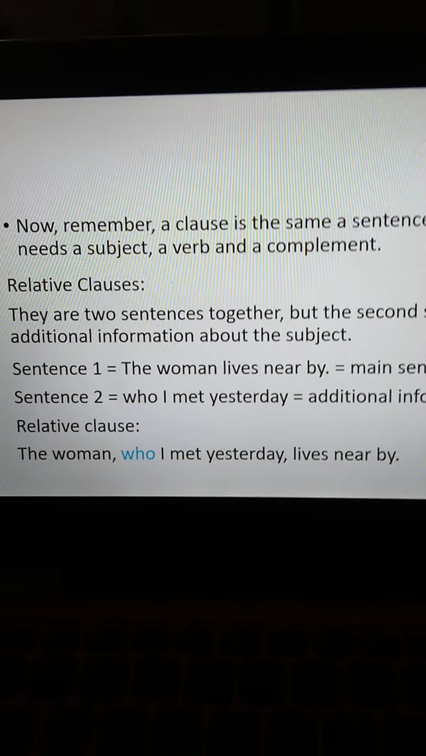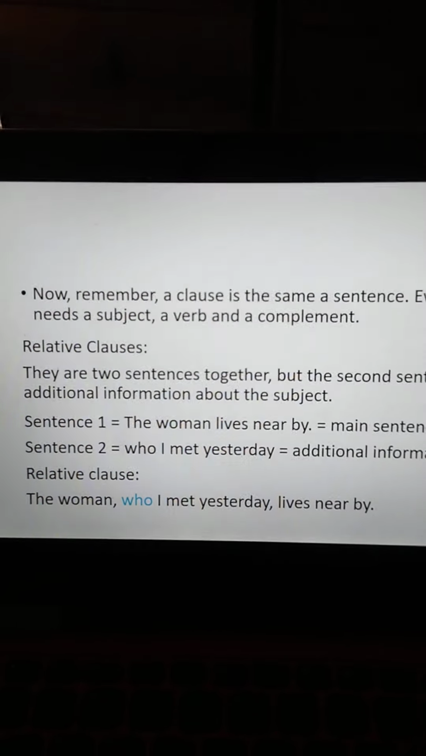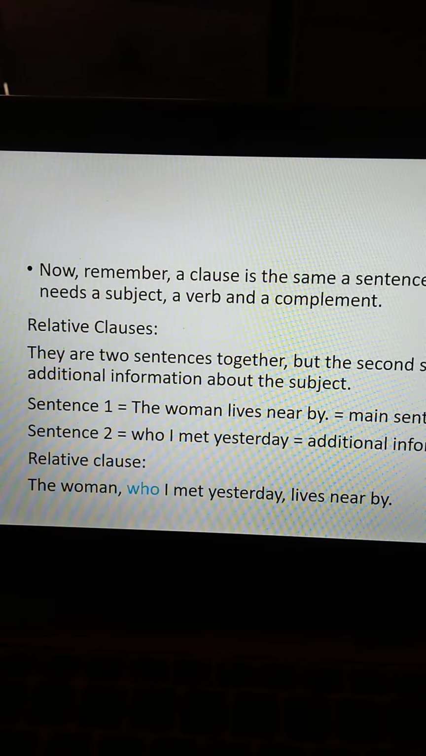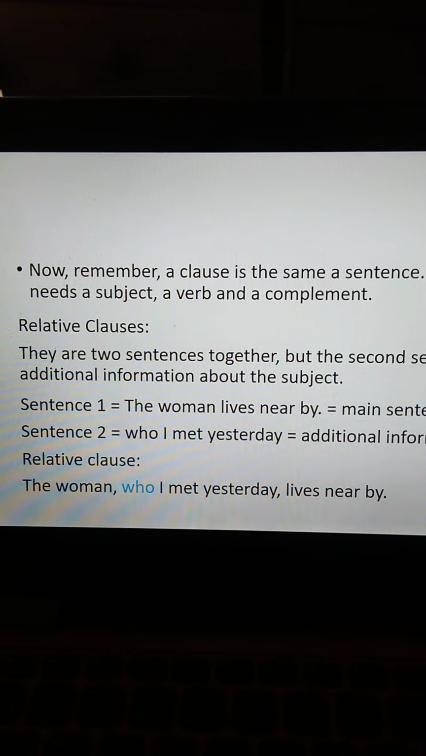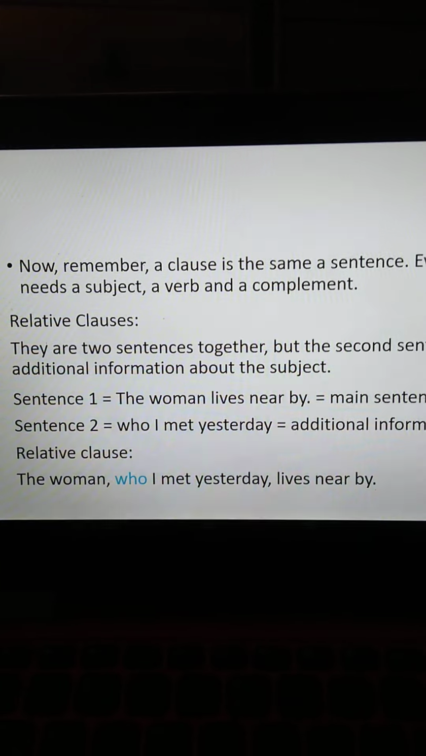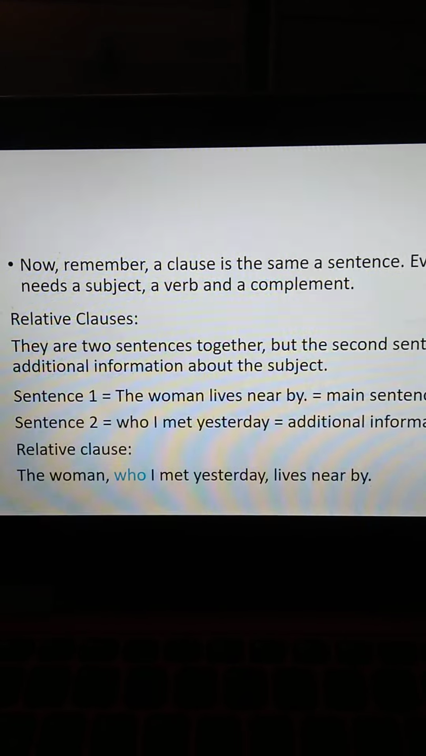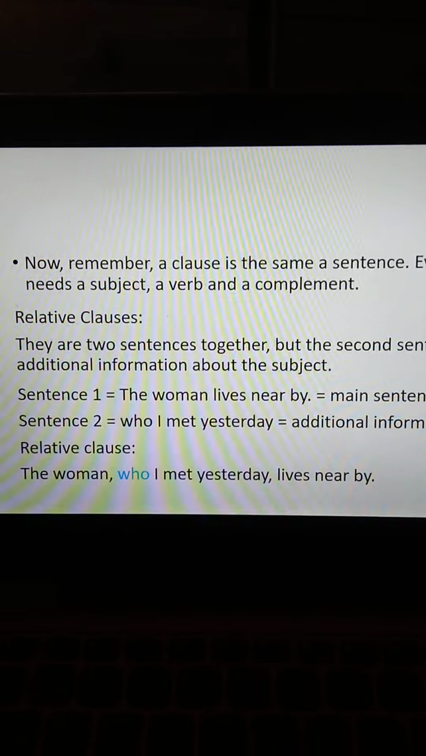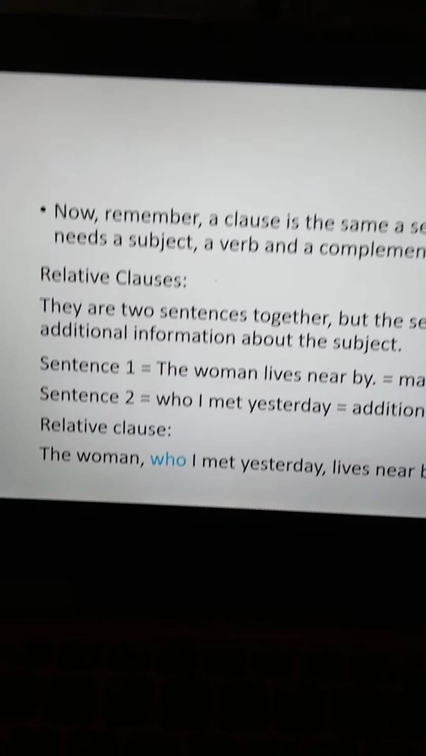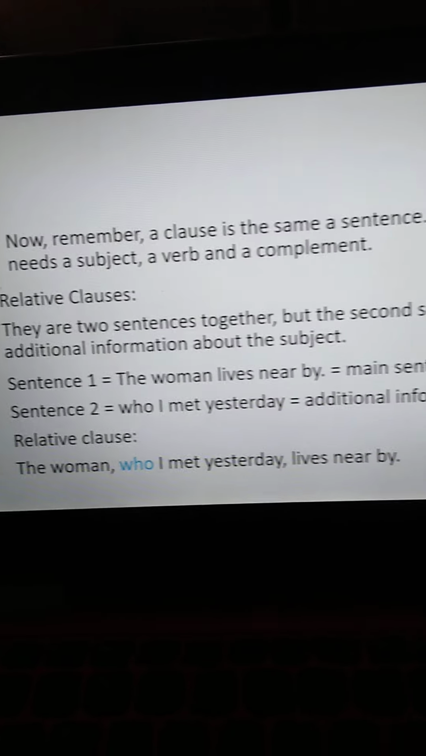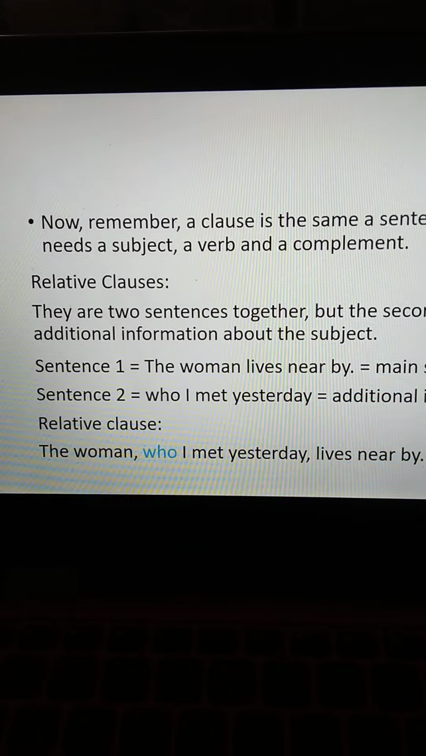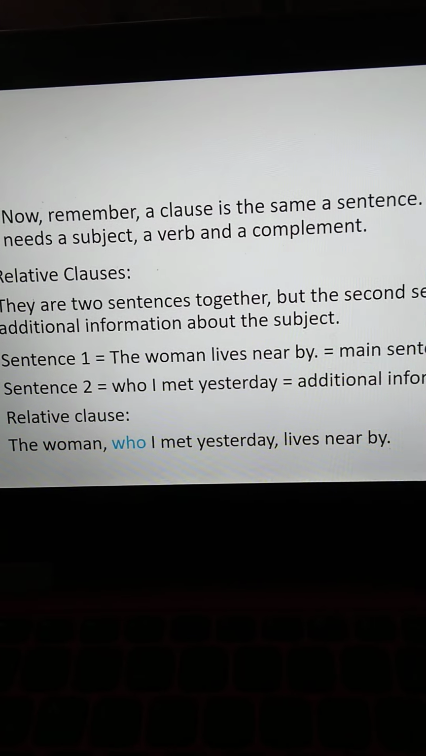So, you have to take into account these relative pronouns when we are speaking about relative clauses, okay? Now, remember, a clause is the same as a sentence. Every sentence needs a subject, a verb, and a complement. You cannot have a sentence without these three things, okay? Relative clauses are two sentences together, but the second sentence only gives additional information about the subject.